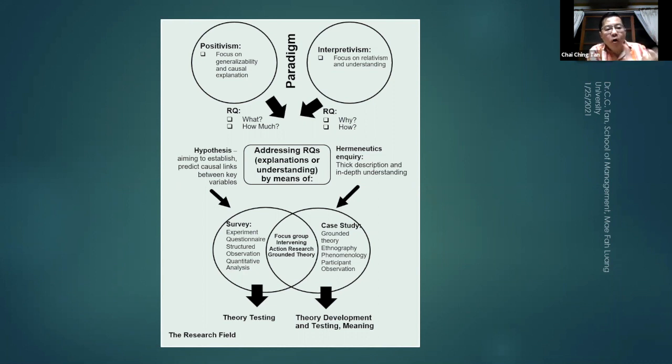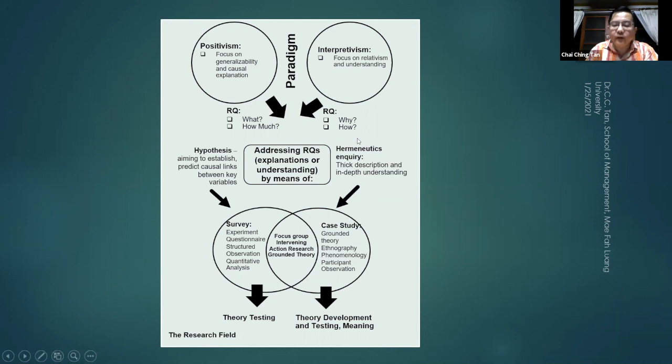How much more is this company performing better than another company? How much? Okay, so the different research questions really come from the way we look at the research in a different way. And to address the research question, from positivism, mostly we can form a hypothesis, such as, doing 4P is going to give you a better performance than without the 4P. That is a hypothesis, right? So you aim to establish a predictive causal link between 4P and the performance.